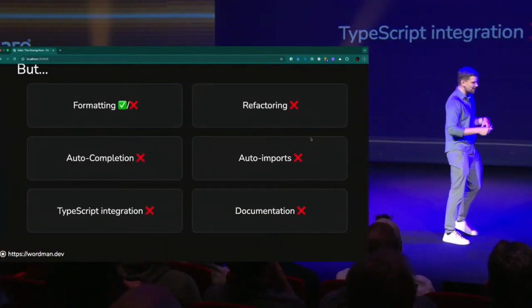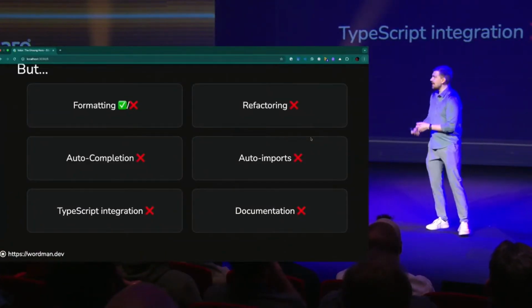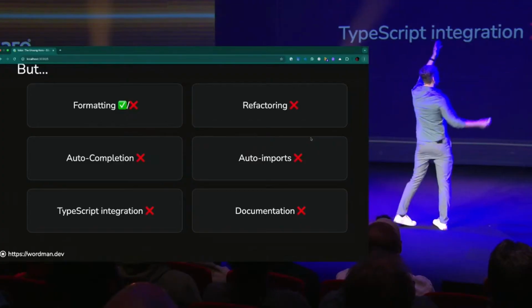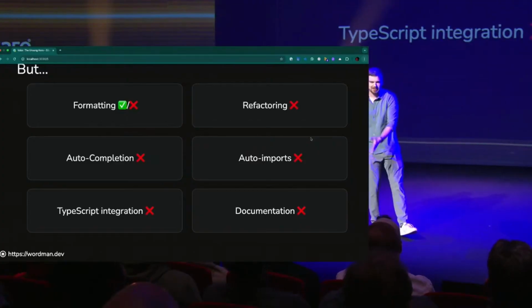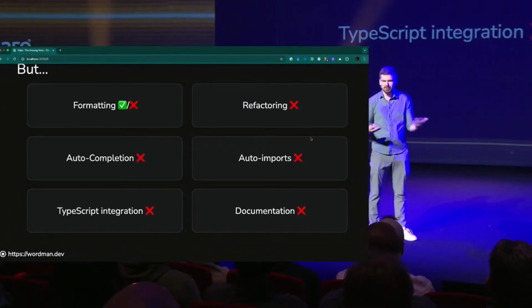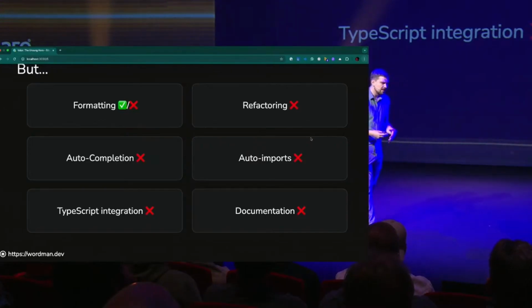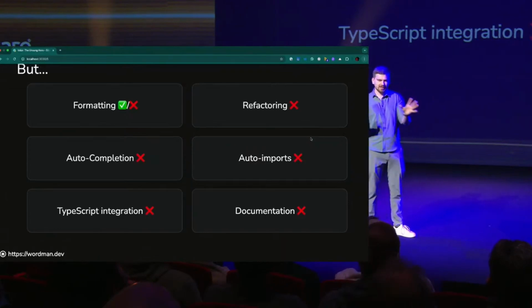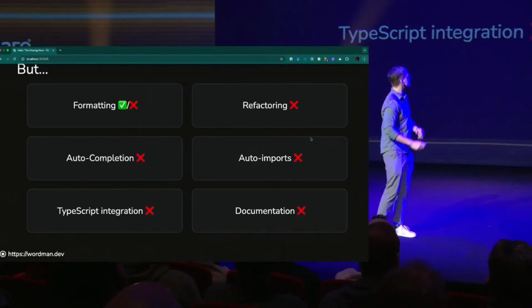The other thing that you don't have are all these fancy tools that you think you might have, like auto-completion, TypeScript integration, refactoring, auto-imports, documentation. All those things come from the language server itself. You still have formatting if you rely on Prettier or something, or ESLint has some kind of formatting too. But that's pretty much about it. So everything that we like using in our day-to-day work, other than AI, we don't have.